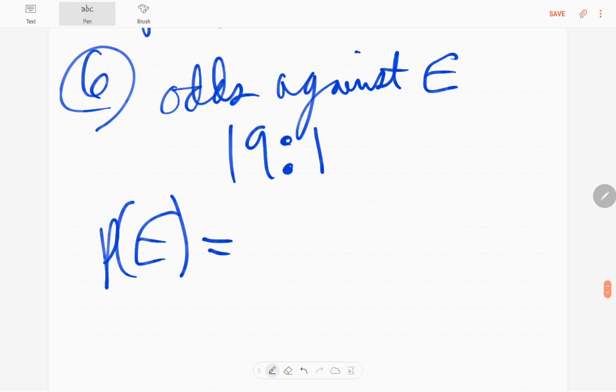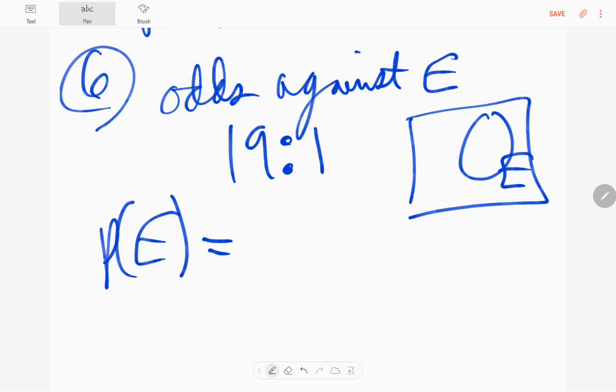Okay. So let me construct a Venn diagram to answer that question. Here's set E inside some sample space S. And it says the odds against E are 19-1. That means there are 19 ways for E to not happen and 1 way for E to happen. So what is the probability of E? Well, I have 1 outcome in E, and I have a total of 20 outcomes in the sample space. So 1 divided by 20.